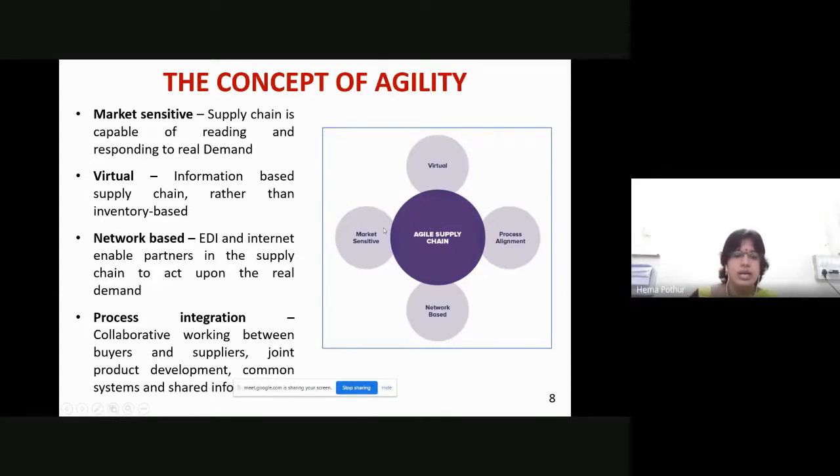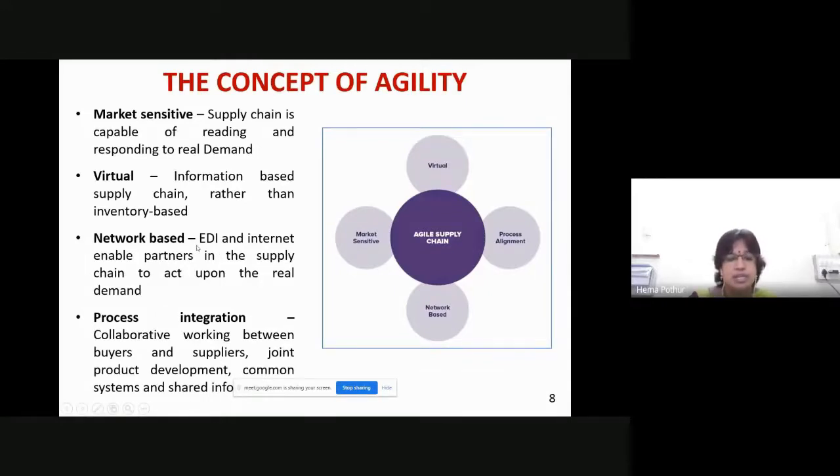And another case is virtual markets. What is this virtual? Here is an information based supply chain rather than inventory based. No inventory. When the concept of JIT is introduced, there won't be any inventory in that arena. We assume that we are working with zero inventory. So we work on the virtual information of that supply chain, rather than whatever inventory we have. If this is the demand, immediately we call for it, procure the raw material and do the things.